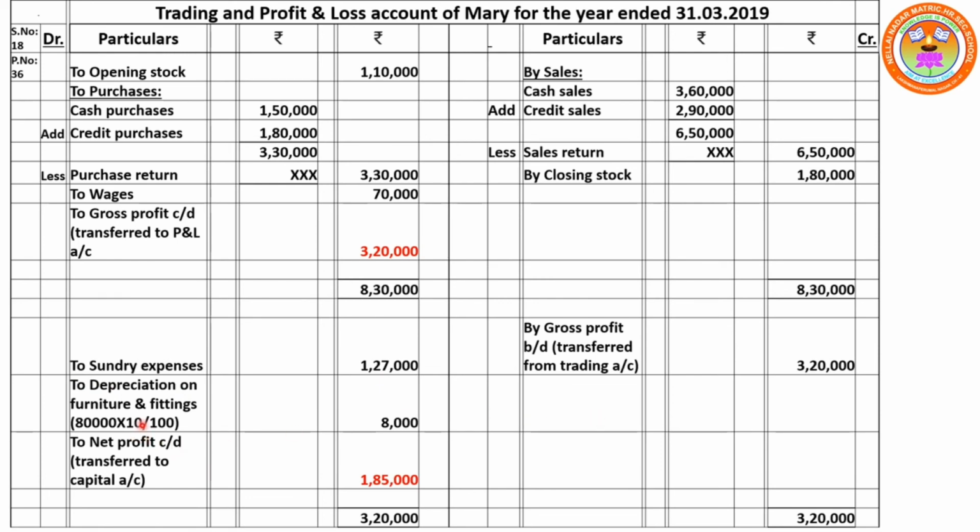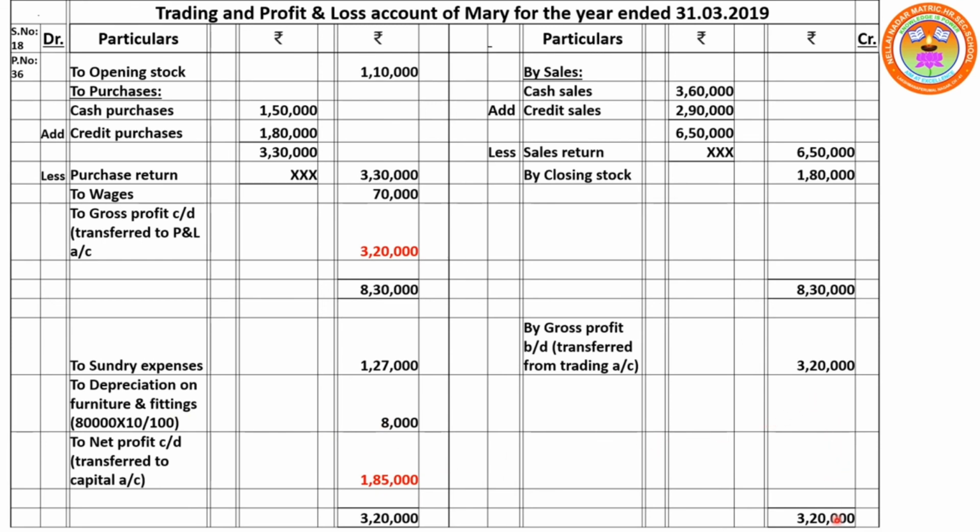Then move on to adjustments. To depreciation on furniture and fittings. According to our norms, all the adjustments appear twice in final accounts. So here, to depreciation on furniture and fittings, value 80,000, rate of depreciation 10%. So 8,000, it is a loss for the business due to depreciation. So this will be shown under the P&L account debit side. So that's all. No other income except gross profit.